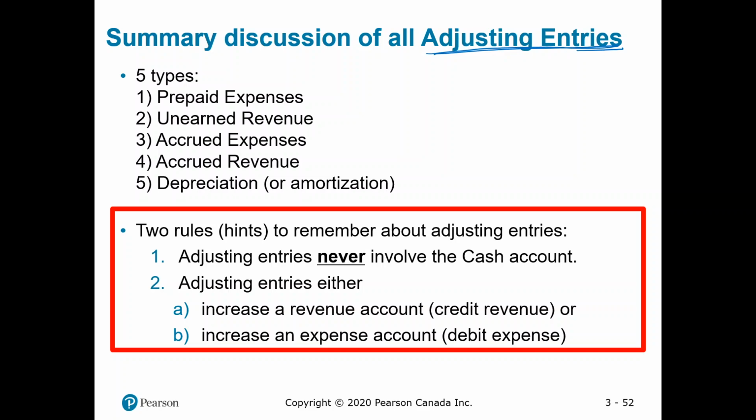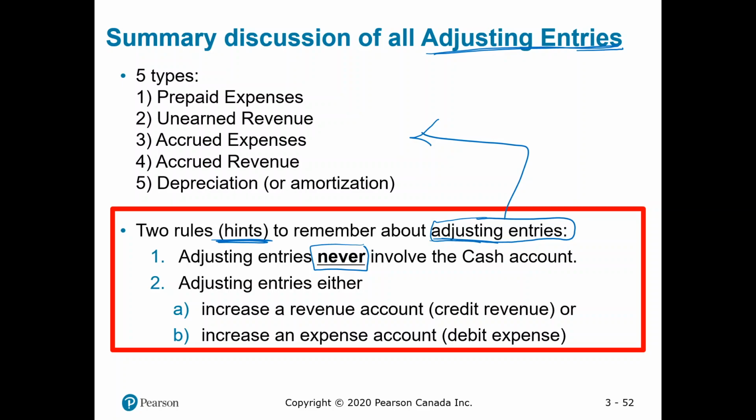And there's 2 hints that I've noted here that you can remember when you're going through and doing adjusting entries. The first one is that the entry never includes cash. And just to specify, these are just adjusting entries at the period end. So we know journal entries throughout the period, when we're actually doing the paying of cash or receiving of cash, in those journal entries, we use cash. But when we're doing any of these 5 adjusting entries, they never involve a cash account.